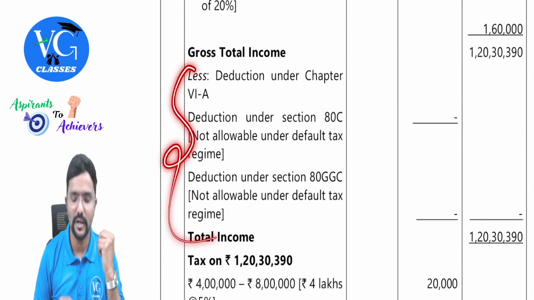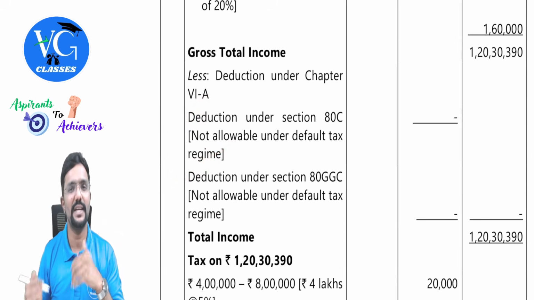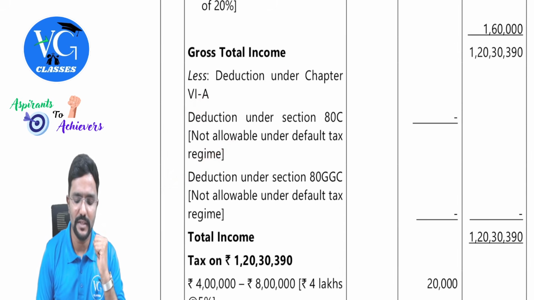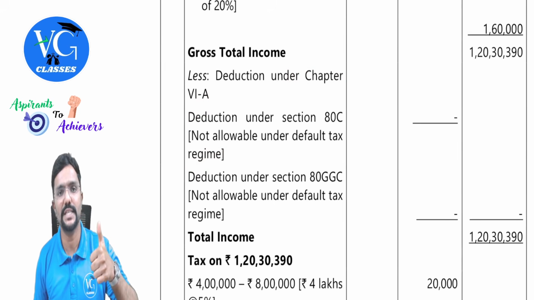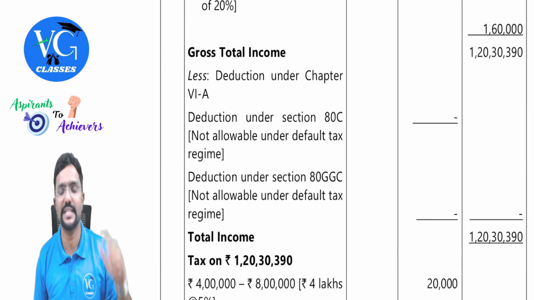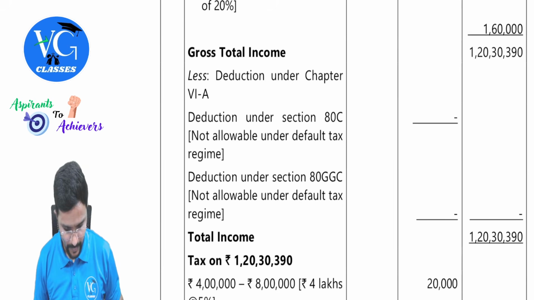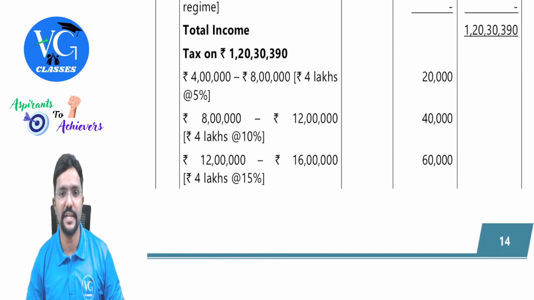Deductions under Chapter 6A not allowed. Okay, sir, should I mention each section and tell not allowed? Instead of that, you can tell Chapter 6A deduction is not allowed under the default regime, except 80CCD subsection 2, 80CCH subsection 2 and 80JJAA. But all these three are not there in this question. So no deductions under Chapter 6A, guys. So the total income would be 1 crore 20 lakh 30,390.